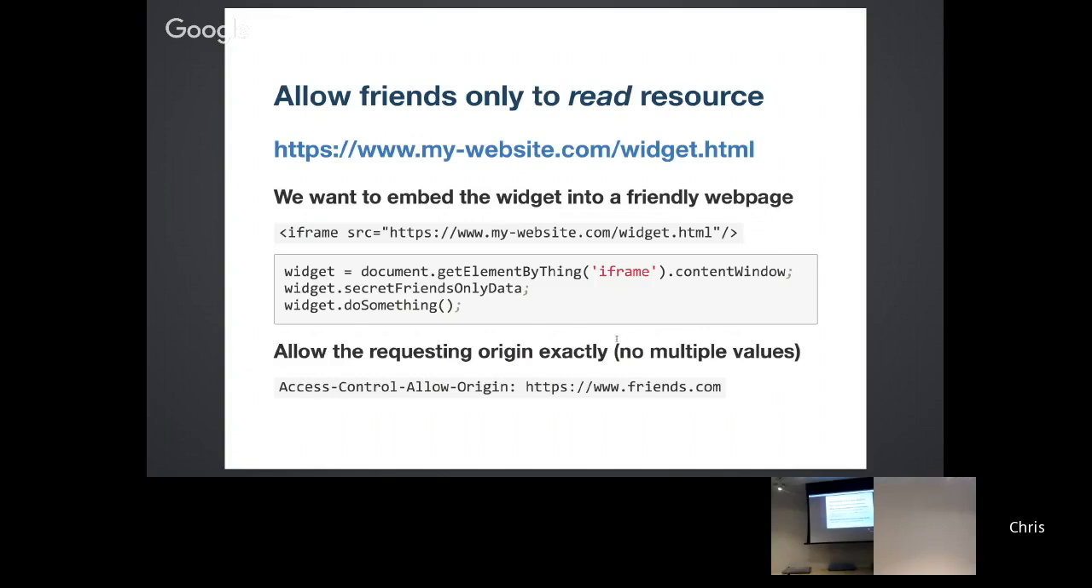Something you're not allowed to do, which is a little bit annoying, is pass multiple values in the allow origin response. You might want to have friends.com, some other friends.com, facebook.com, but no, you can only do one at a time. You must match exactly the origin that came in the original request. So this is a little bit annoying, but unfortunately that's how it works.